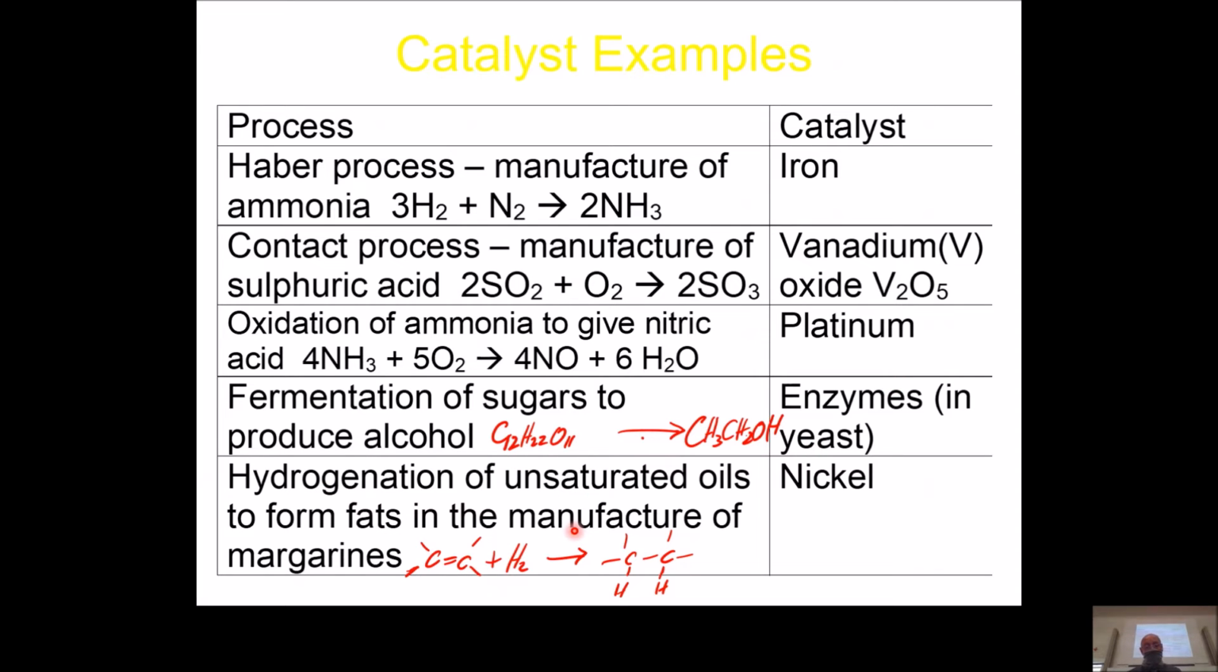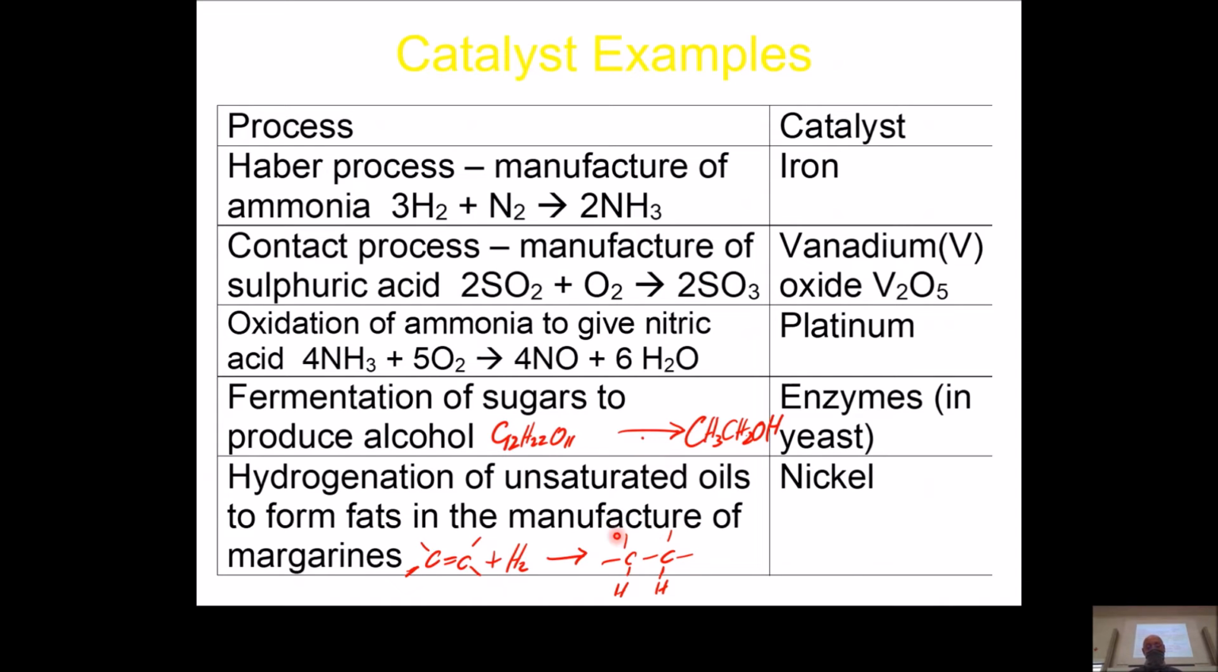And then hydrogenation of unsaturated oils to form fats in the manufacture of margarines. How many of you eat margarine? Still eat margarine? Okay. When I was your age, almost everybody didn't eat butter. We all ate margarine. And nowadays, people are moving back to butter. So I suspect this reaction is a lot less important now than it used to be. I mean, margarines are still sold.